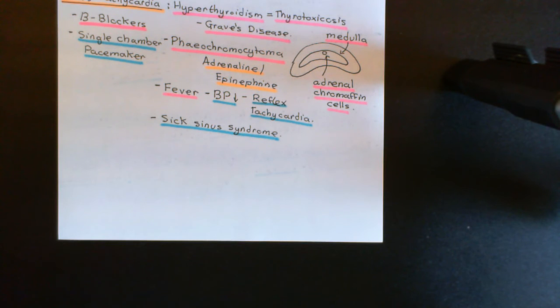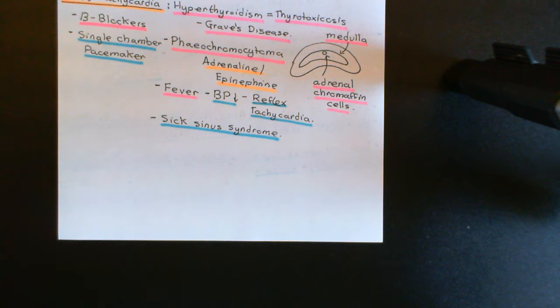Welcome back to this next video in which we are discussing cardiac arrhythmias. So we've now talked about cardiac arrhythmias which arise because of problems with the sinoatrial node. What we're now going to talk about is cardiac arrhythmias which arise because of problems with the atria.